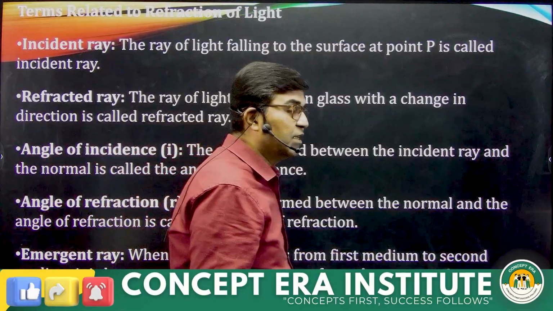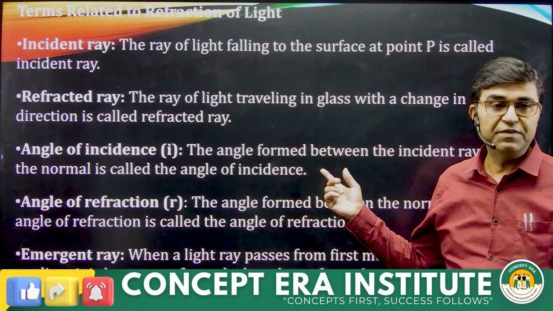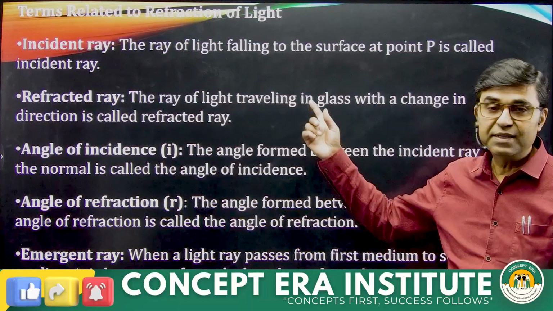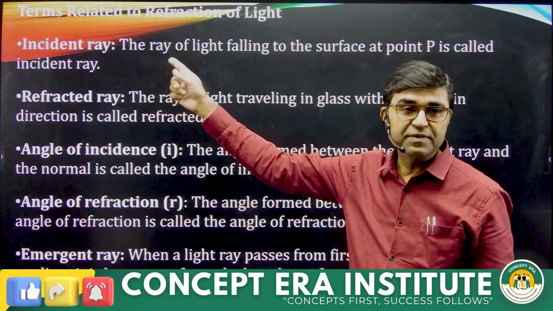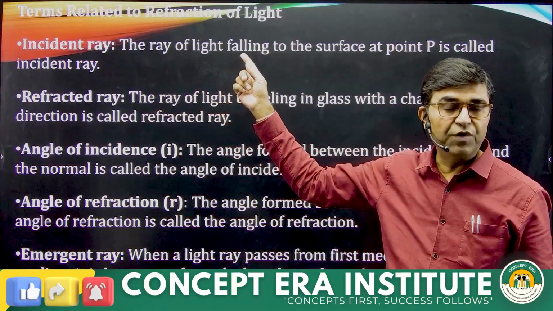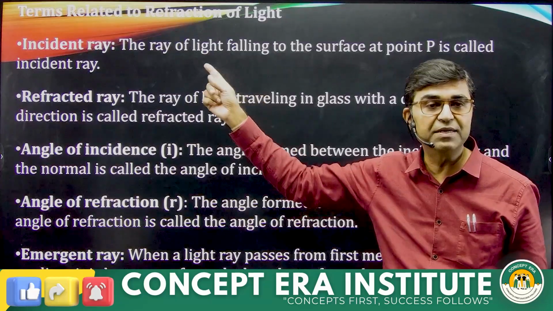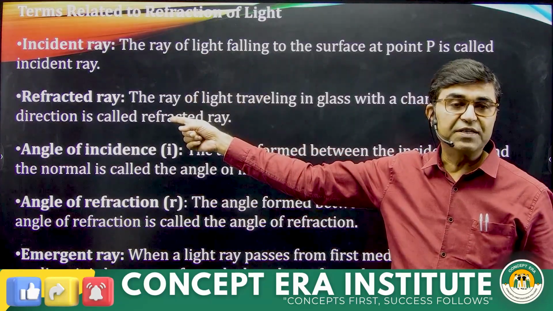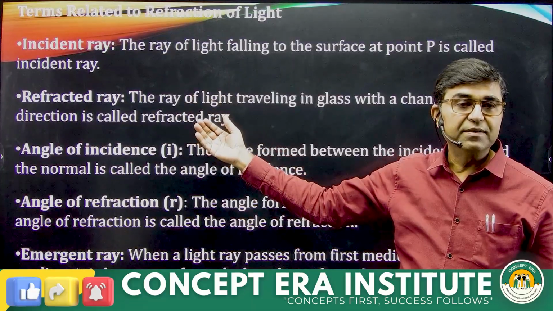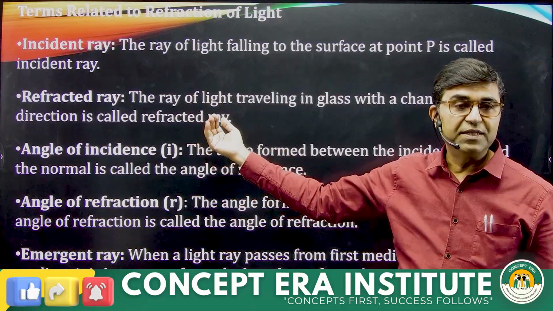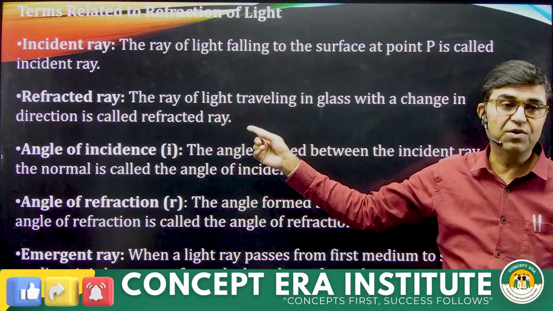There are certain terms related to refraction of light, just like reflection. Almost the same terms are there. The incident ray, the ray which is coming from one medium and is about to enter the second medium, is the incident ray. The refracted ray is the ray which, on entering the second medium, changes direction. So that changed ray is called the refracted ray.